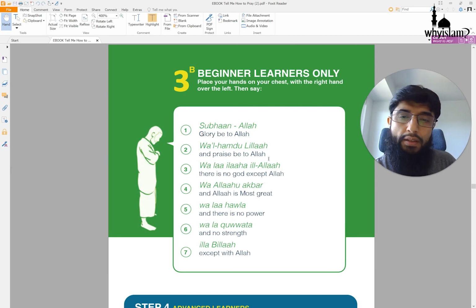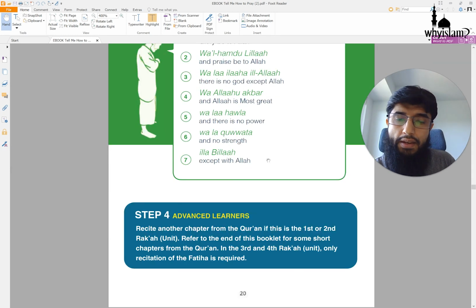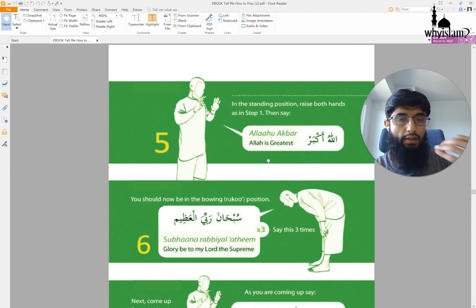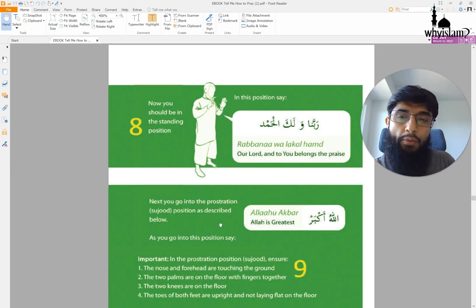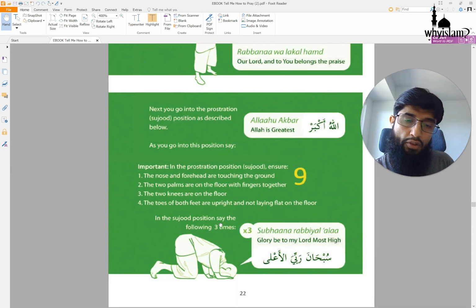Then this is how you would go. You say Allahu Akbar, you go into bowing, and then we covered what you say in the bowing position, what you say when you're rising up from bowing, and what you say when you are standing after rising from the bowing. This is what you say. Then you say Allahu Akbar, and you go to the prostration.